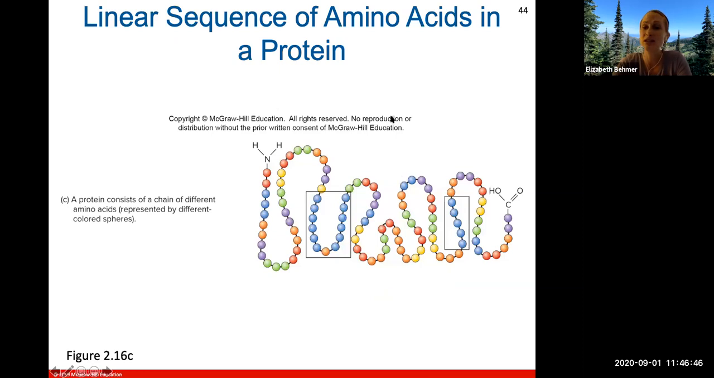The linear sequence of amino acids in a protein, this is just showing a long chain of amino acids. So you can see here a protein consists of a chain of different amino acids, and each amino acid is just a different color. So the blue might be the same type. So this is just a protein. This is one protein, and it's made up of different kinds of amino acids.